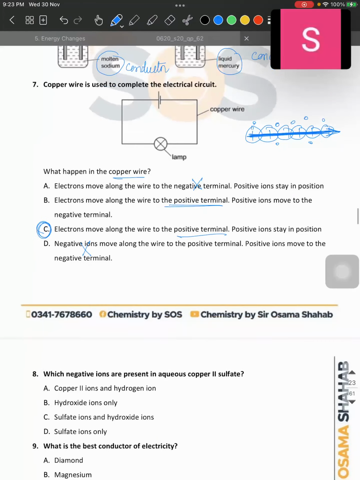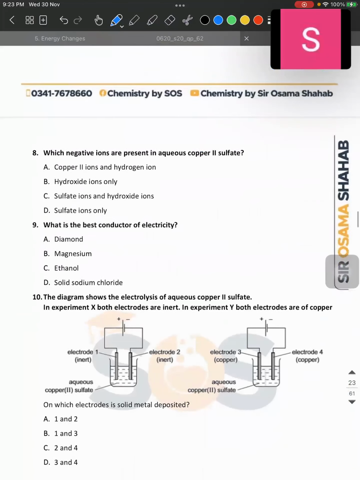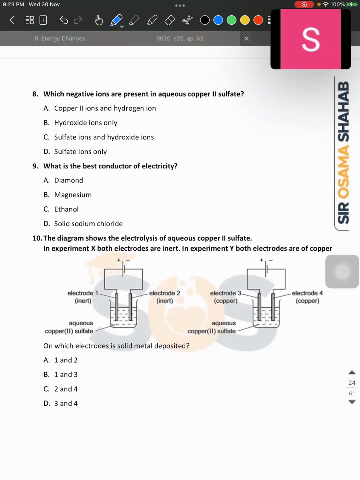Yes, sir. If you talk about question number 8, just look over here. They are asking which negative ions are present in aqueous copper(II) sulfate. The simplest question they can ask. कॉपर सल्फेट है और उसका solution कैसा है आपके पास, aqueous. So we know that we have negative ions over here, sulfate ions, and as we have an aqueous solution, it must have water molecules, and water molecules have OH ions, so sulfate and hydroxide ions, right बच्चों?